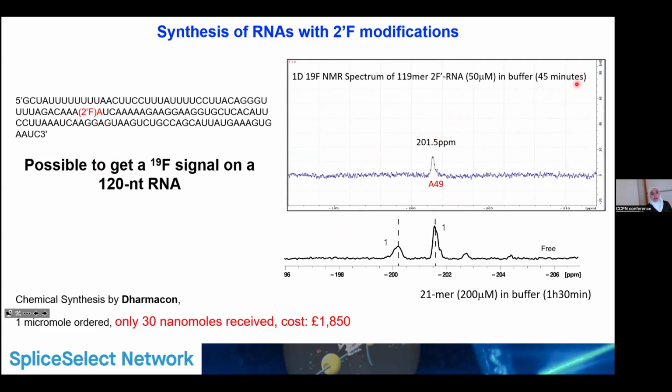After 45 minutes at 50 micromolar, we managed to obtain a signal which was at the same shift as the A20 in the small oligomer of 21 nucleotides. So we're happy with this. It means we can carry on and use 19F to analyze the interaction between the RNA and proteins in the large 120 nucleotide RNA. The problem is the yield and the cost, because we ordered 100 micromole, we received 3% of it, and this is the cost.